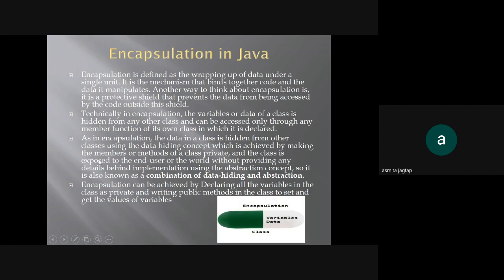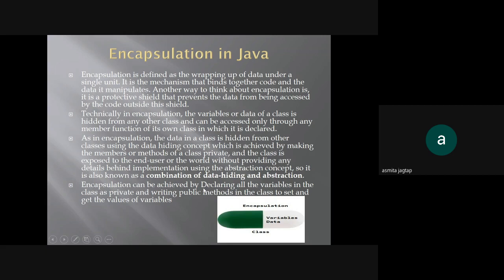As in encapsulation, the data in the class is hidden from the outside classes. So this is the main concept: your data, your variables are hidden. Any other class can't access them, and can't change the variable value. All these things come under encapsulation.